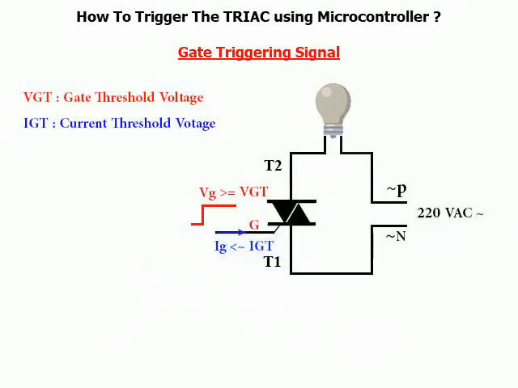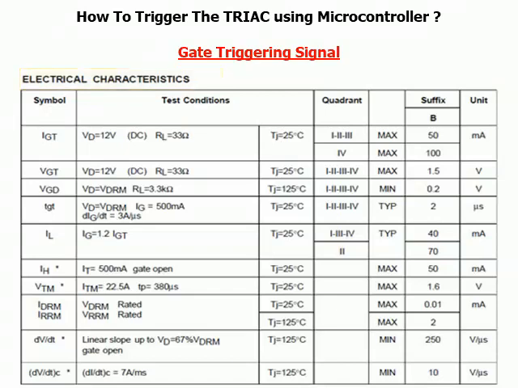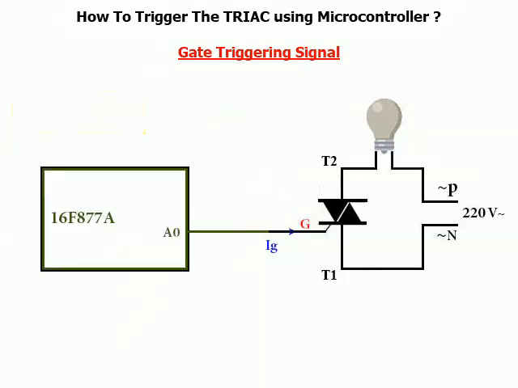These 2 values, VGT and IGT, are mentioned in the data sheet of the TRIAC, provided by the manufacturer, often in the table of electrical characteristics. Here are these values for the TRIAC BTA16-600B, used in this project. VGT equals 1.5 volts. IGT equals 100 mA. Note that 100 mA for IGT is the maximum value allowed for Ig. As we see, the values of VGT and IGT are very low, therefore the triggering signal is described as a low-power electrical signal, and it can be easily generated using any I/O pin of the microcontroller.